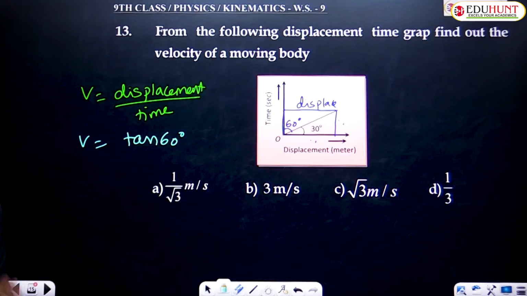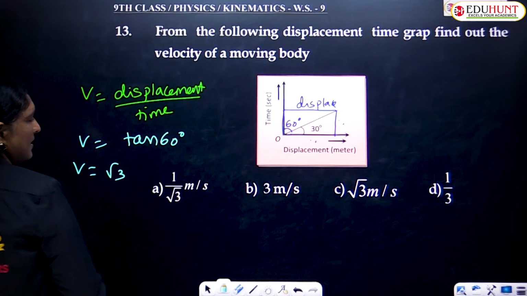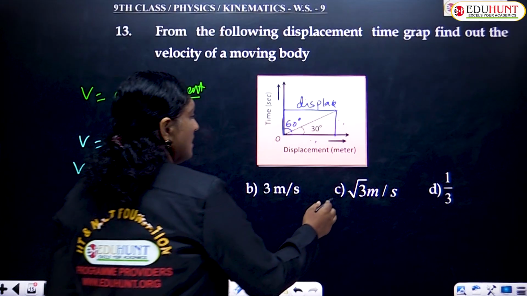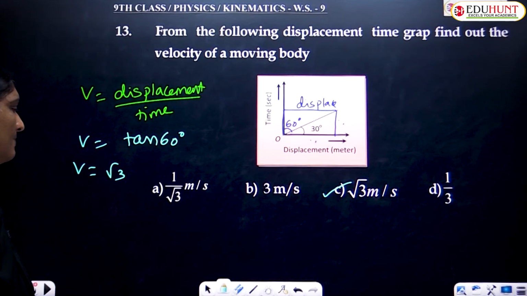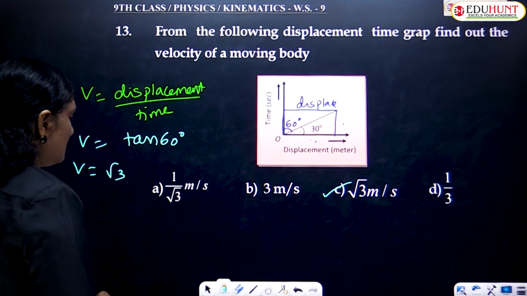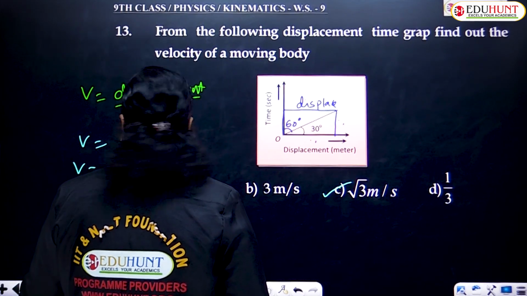I hope the concept is clear, children. Hence V is equal to tan 60, which is nothing but root 3. Hence the answer is root 3 meter per second. Option number C, root 3 meter per second. Okay, question number 13 is your option number 3.